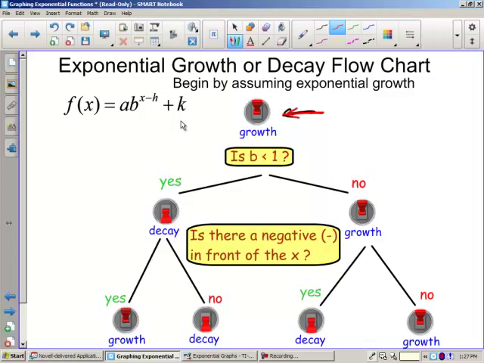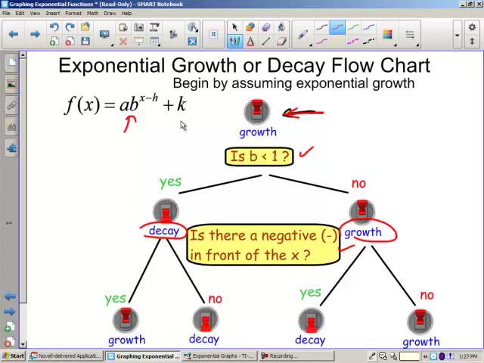And the only two things I need to look at is, is b greater than 1 or less than 1? And is there a negative in front of the x value? Okay. Starting at growth, if b is less than 1, that's going to toggle me from growth to decay. If b is not less than 1, it's not going to toggle me. I'm going to be sitting there at growth. Okay, the b value here. Is it less than 1? Is it greater than 1? We saw that in the first two sets of graphs we looked at just a few minutes ago.